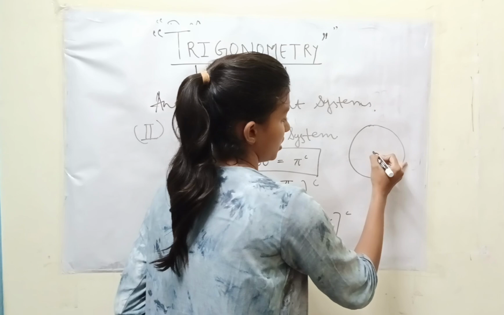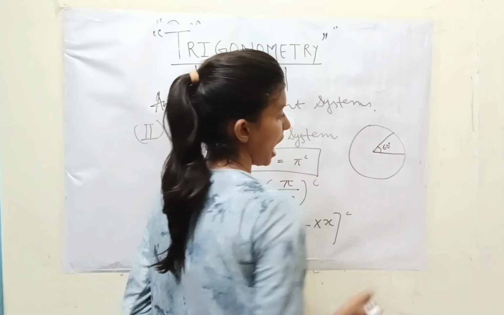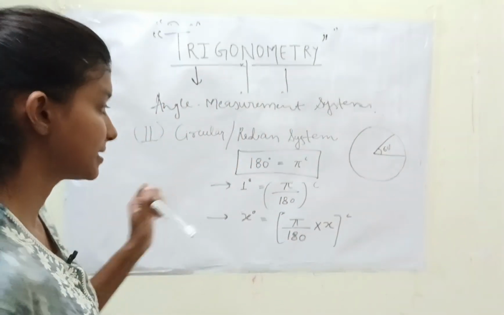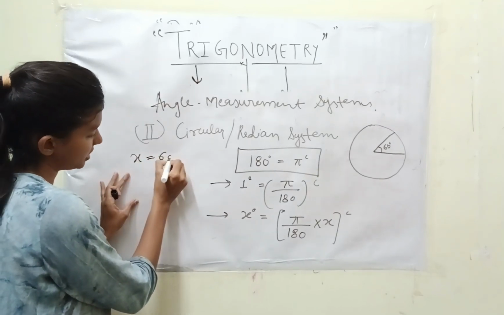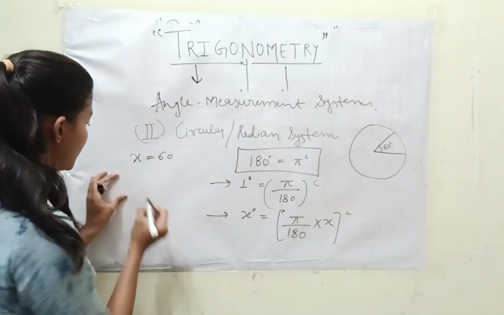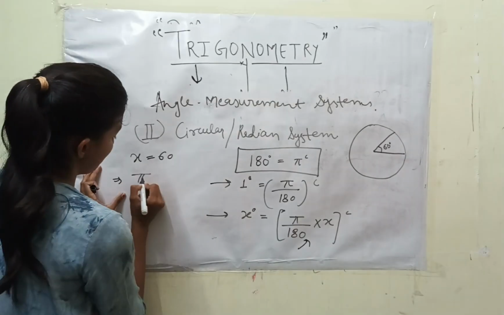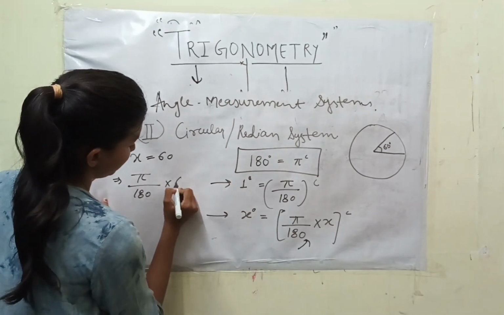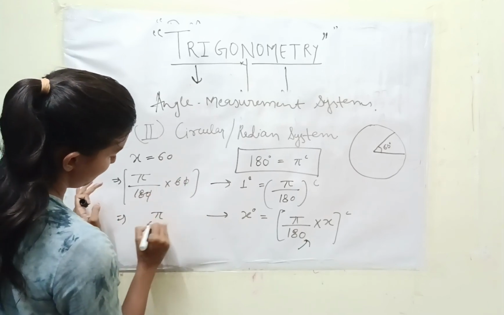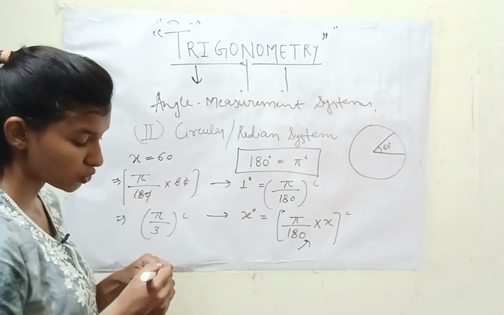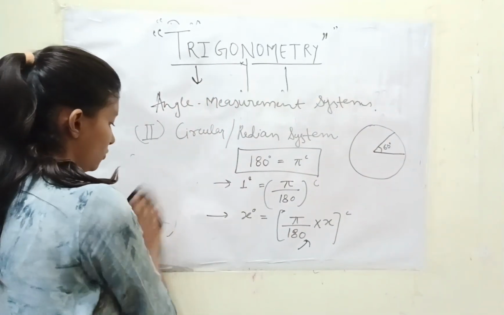Suppose we have an angle of 60 degrees. Then how much radian is 60 degree? Here we have x is equal to 60. As this is 60 degree, in radian, we convert it using this formula. Pi by 180 multiplied by 60. Then this is pi by 3 radian. So in trigonometry, the angles are also measured in degrees and radian also.